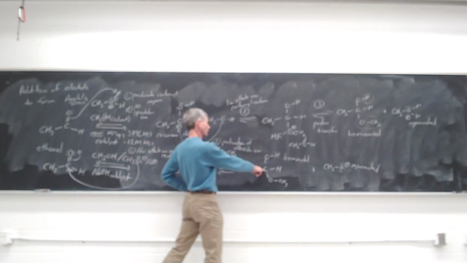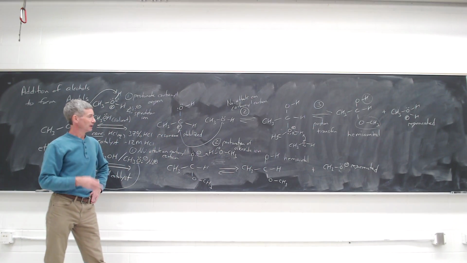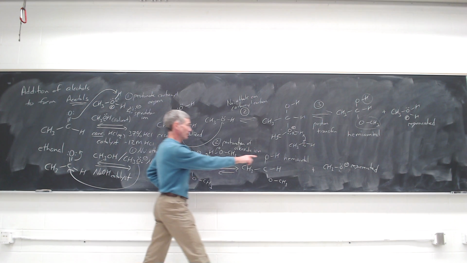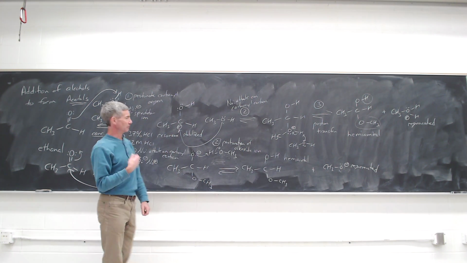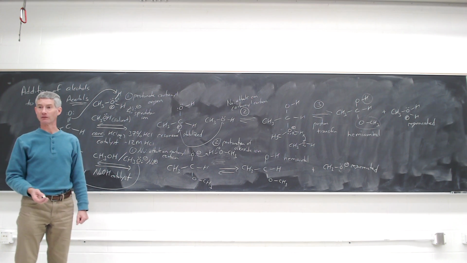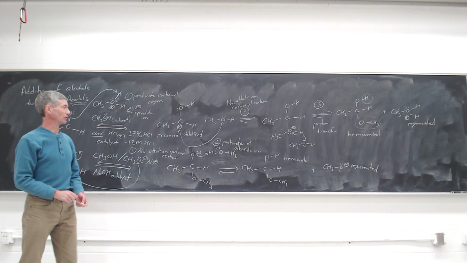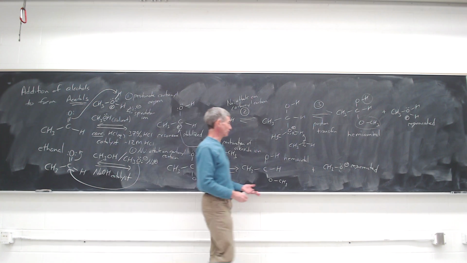This is as far as you can go under base catalysis. It's not possible for the oxide ion to come in here and do an SN2 displacement of hydroxide, because hydroxide is not an effective leaving group in a nucleophilic alkyl substitution. The reaction is readily reversible.